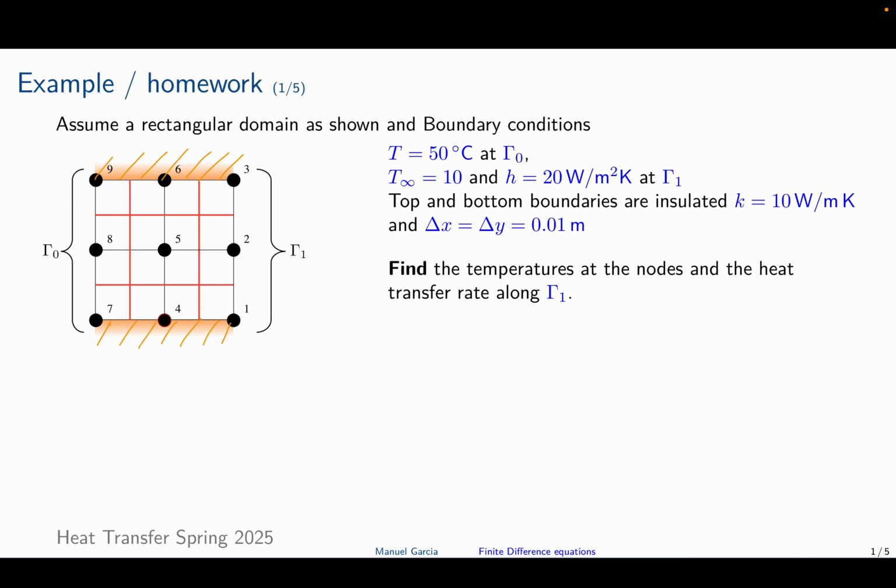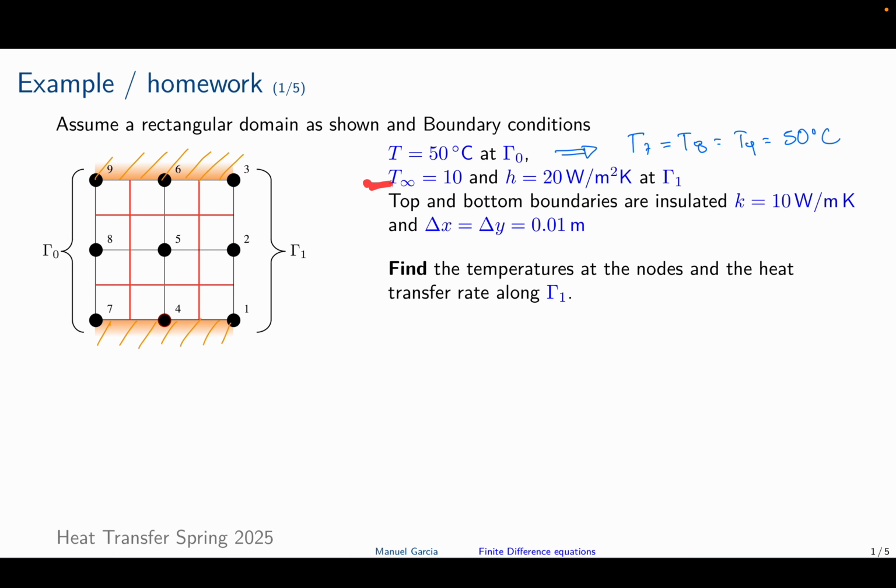On the left hand side, we have a condition of constant temperature of 50 degrees. For these nodes we know the temperature, which is 50 degrees Celsius. So at 7, 8 and 9, the temperature is known from the start: T7 equal to T8 equal to T9 equal to 50 degrees. Apart from that, all the temperatures of these nodes are unknown and we want to solve for them.